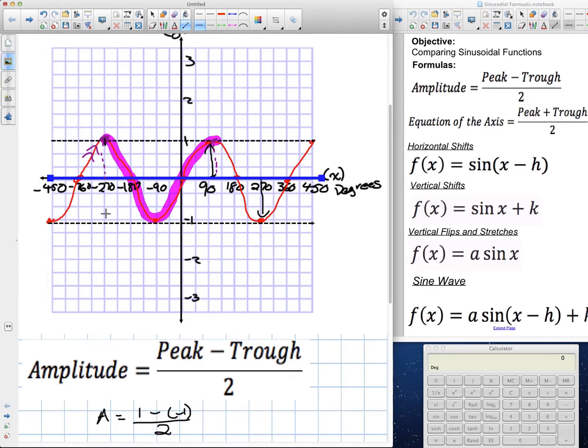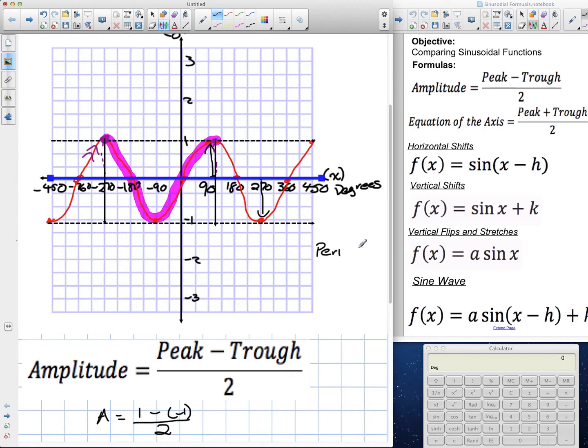What's that called? This is a period. What is it going to be? So, what we're going to do here is we have -270. And what we're going to do is we're going to subtract these numbers to figure out what the entire period of this periodic function is. So we'll do it on the side here.